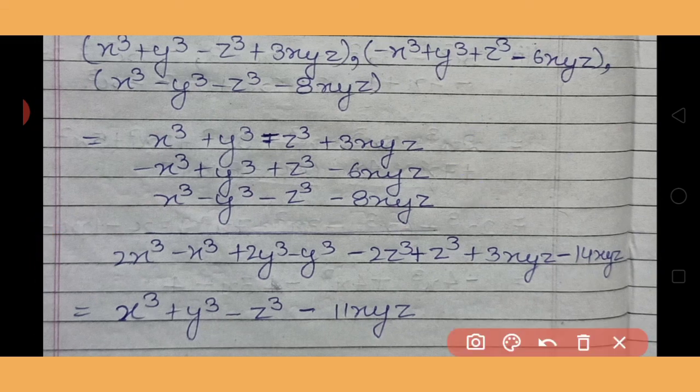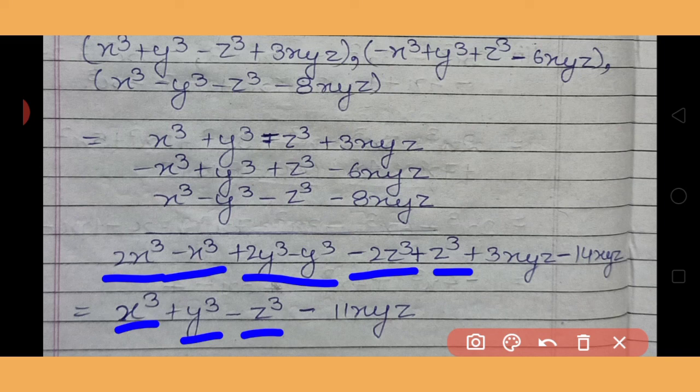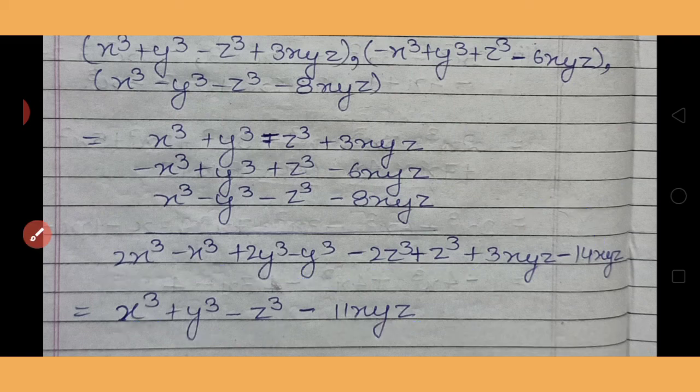Next step, 2x cube subtracting x cube, getting the answer x cube. 2y cube subtracting y cube, getting the answer y cube. Minus 2z cube subtracting z cube is equal to minus z cube. And here 14xyz subtracting 3xyz, getting the answer minus 11xyz. So our answer we have found: x cube plus y cube minus z cube minus 11xyz.